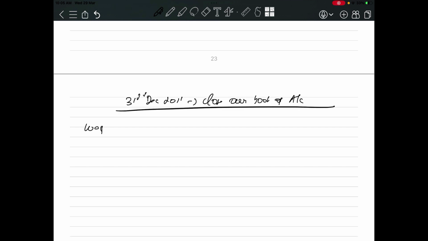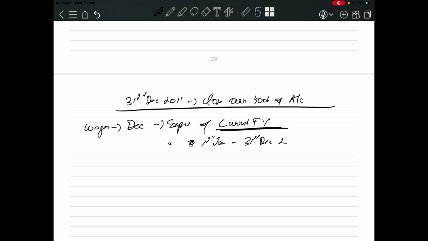But the wages for the work done in December, this is an expense of the current financial year. This is the expense of what? The 1st Jan to 31st December 2011 period. This expense relates to the 2011 period, right? But when are we making the payment? We are making the payment on 1st Jan 2012.